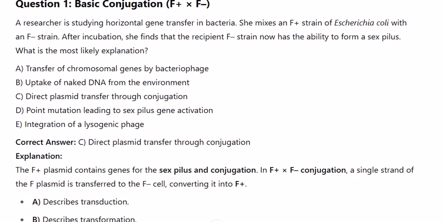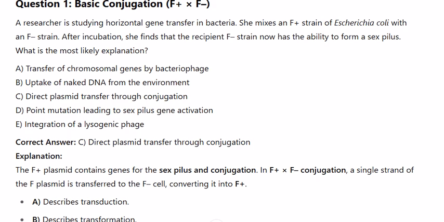A researcher is studying horizontal gene transfer in bacteria. She mixes an F plus strain of Escherichia coli with an F minus strain. After incubation, she finds that the recipient F minus strain now has the ability to form a sex pilus. What is the most likely explanation?